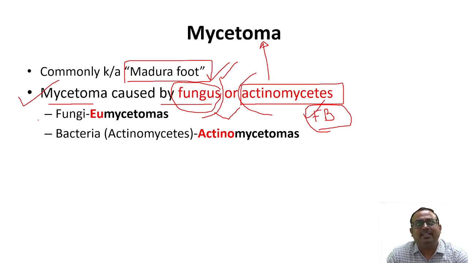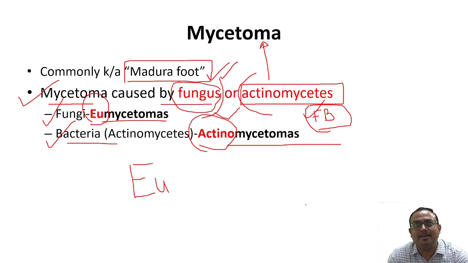When the causative agent is fungi, it is called eumycetoma. Remember, fungi means eumycetoma. A mnemonic: put one more horizontal line here and it will be eumycetoma. And if the causative agent is bacteria, it is called actinomycetoma. So again, the causative agent can either be a bacterium or a fungus, both filamentous in appearance.